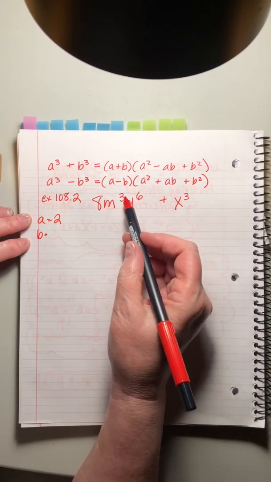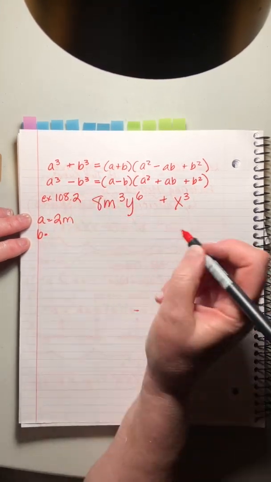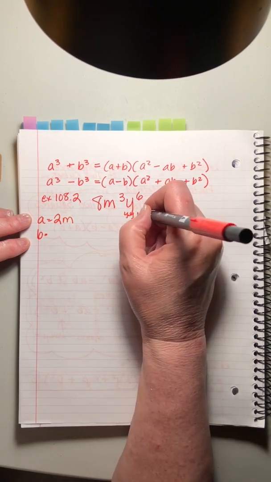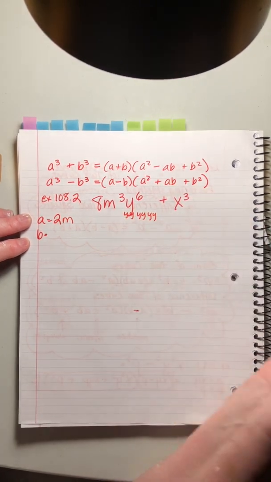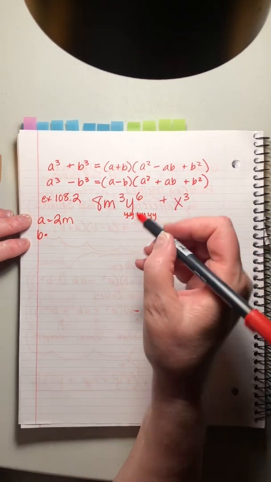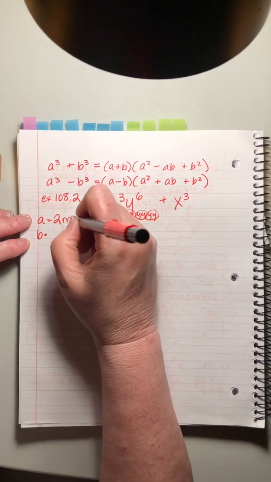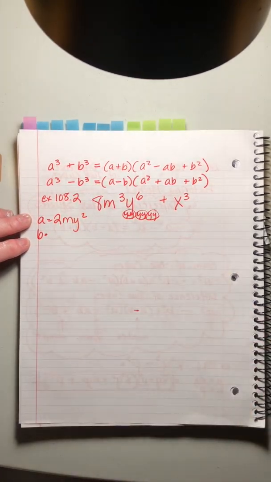The cube root of m to the 3rd is m. Now this one we have to think about. This is 6 y's, right? 1, 2, 3, 4, 5, 6. This is my surefire way to figure it out. So that means I have 3 pairs of 2, right? So that means this is y squared.